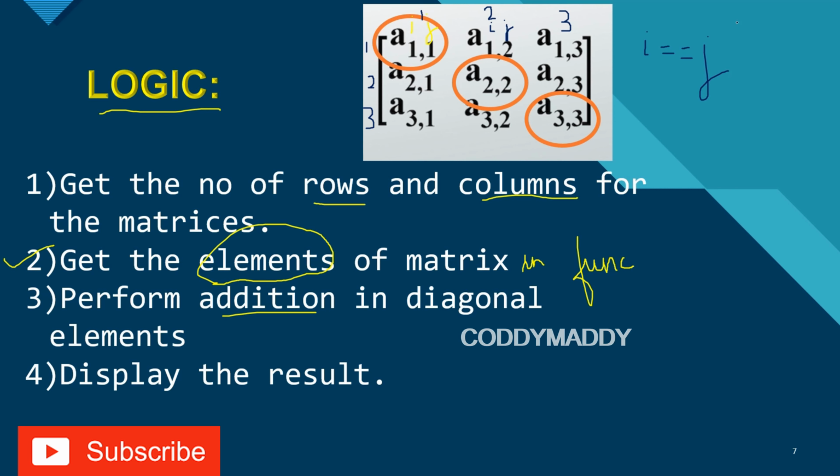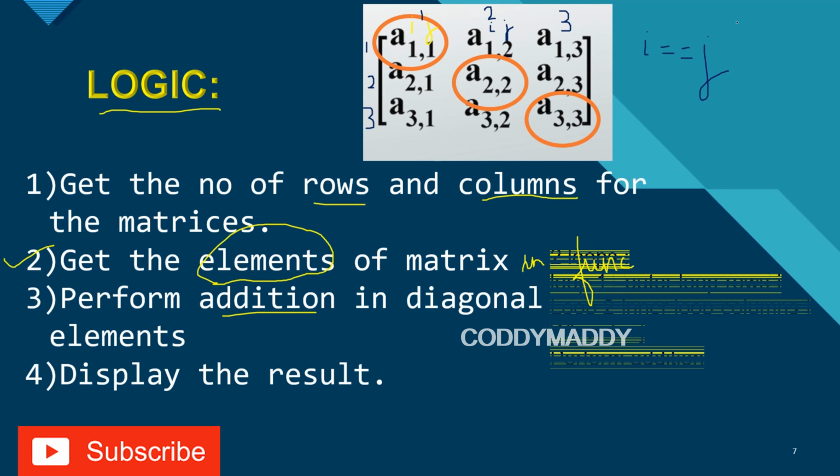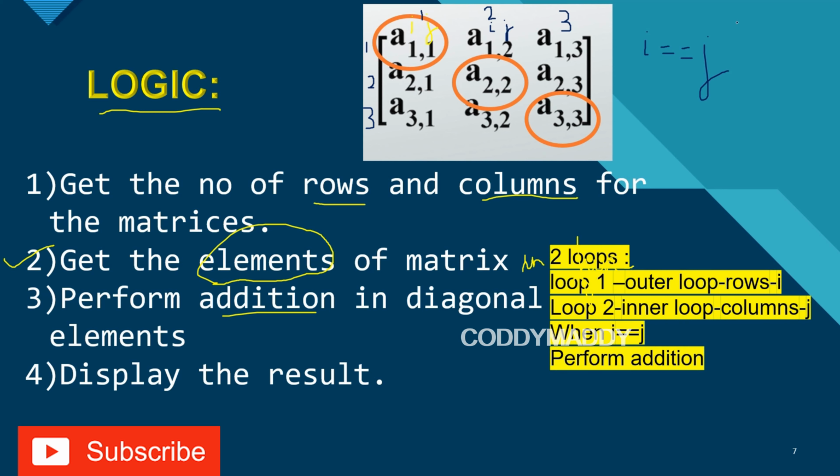So here we are going to use two loops, as I said before. One is the outer loop for the rows. We are going to use i as the looping variable, as we have discussed already. And loop 2 is for the columns, and that is the inner loop within the row loop, and j is going to be used as a looping variable again.